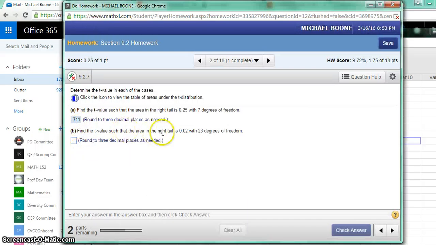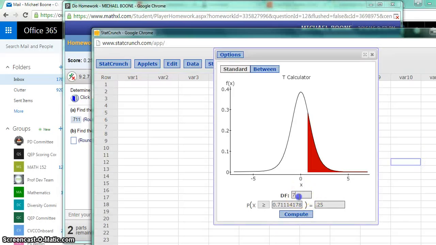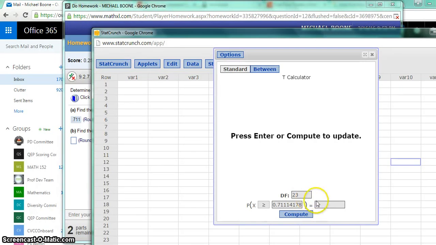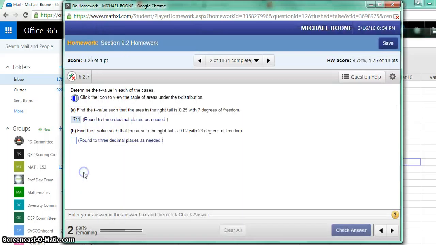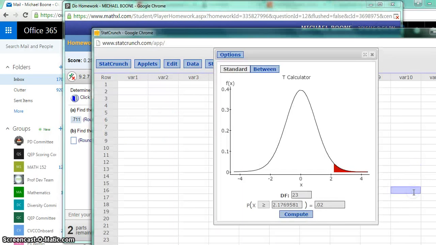Find the t-value such that the area to the right tail is 0.02 with 23 degrees of freedom. So 23 and 0.02 is to the right. So that'll give us that value. That means there's 2% over here. So to 3 decimal places is 2.177.